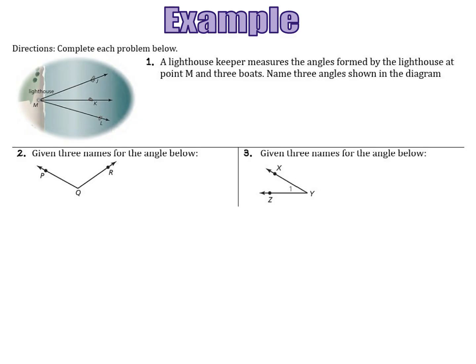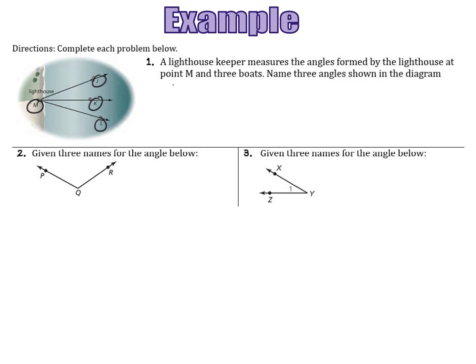All right, here in our first example, we're given a lighthouse. The vertex of the lighthouse is M, and then we have boats out here that are at J, K, and L. And we're going to define the 3 different angles being shown. So first of all, in this case, it would not make sense for us to define anything to be angle M because there's a big angle and 2 smaller angles that are being formed at M. So we need to use 3 different letters to define each angle.